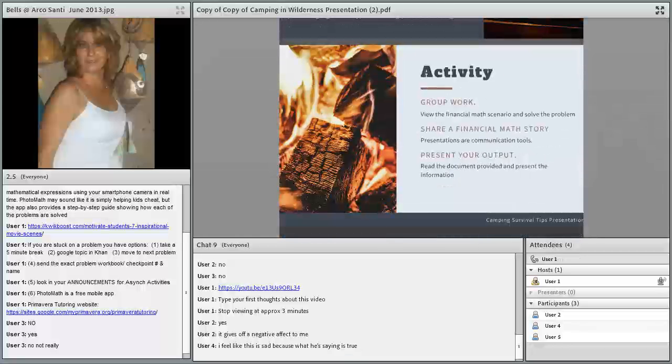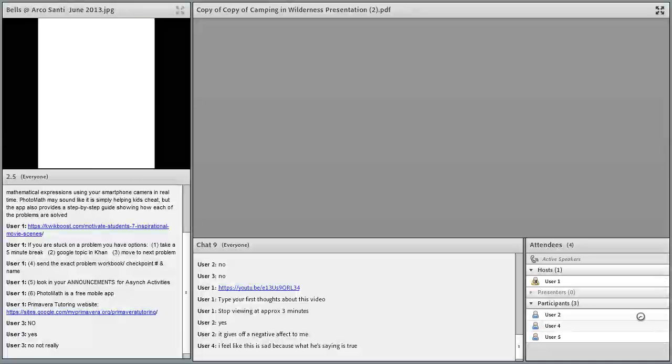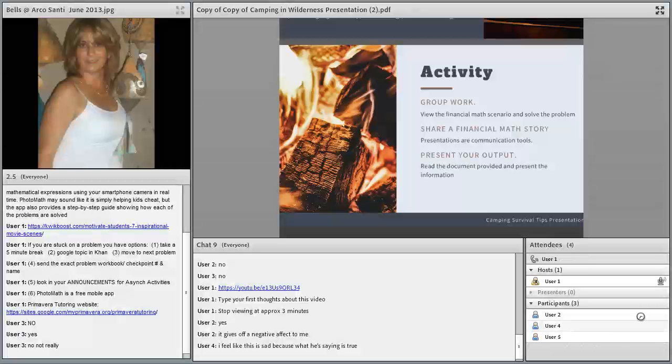Okay, typically at this time, I would have you guys do an activity in the class, some kind of group work, or share a story, or present some output from an article. Climbers Club, the survival kit for financial math. I hope you guys understand a little bit more about the class and a little bit more about your teacher, and hope to see you in the next financial math class.